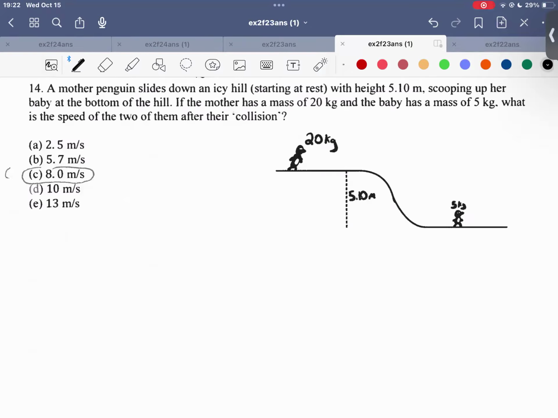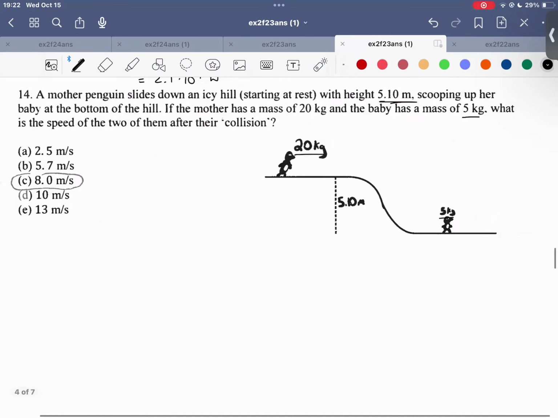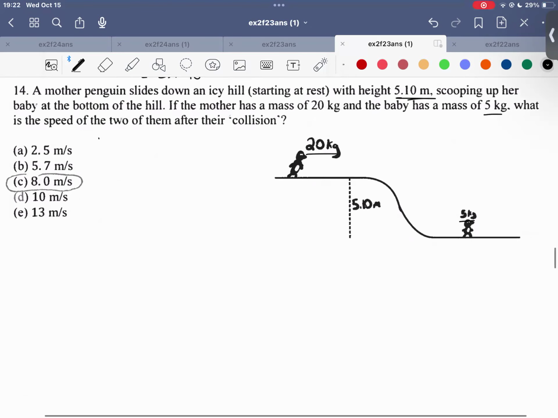We're given the mother penguin, and it slides down an icy hill with height 5.1 meters. Scoops up her baby at the bottom of the hill. If the mother has a mass of 20 kg and the baby has a mass of 5 kg, what is the speed of the two of them after their collision? So this one's a really simple momentum and energy question again. So momentum and energy.